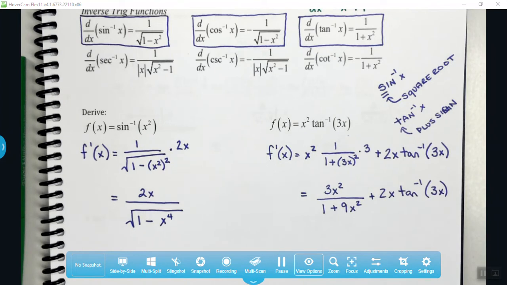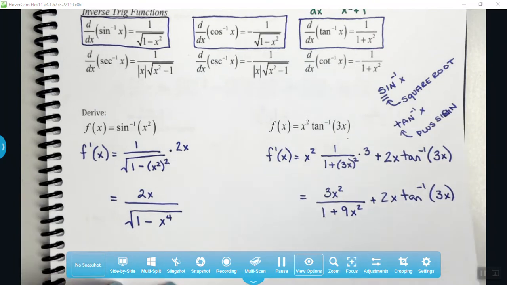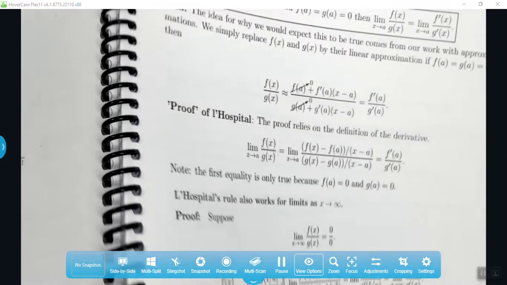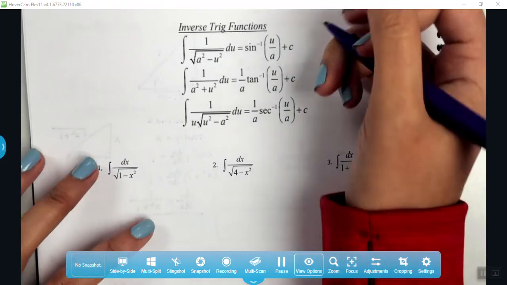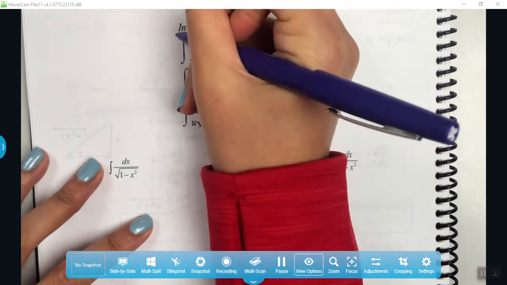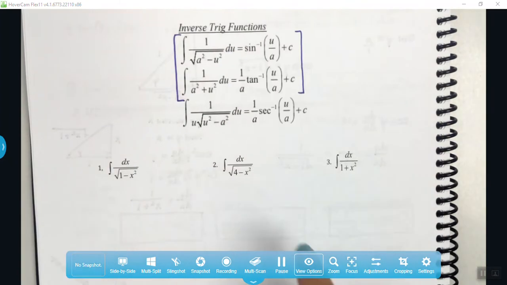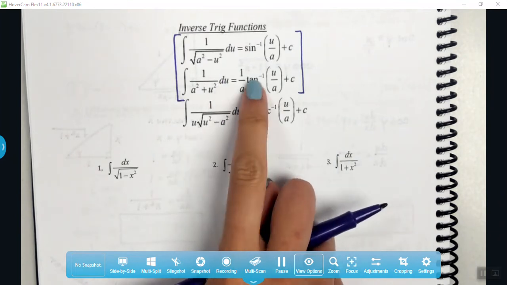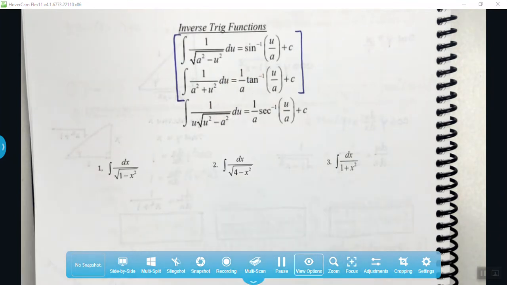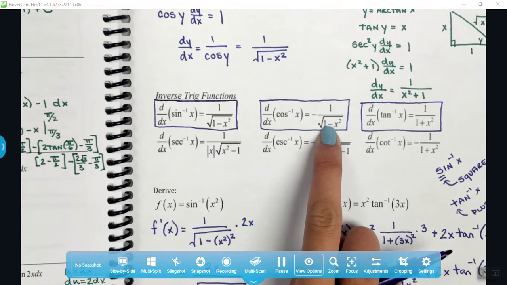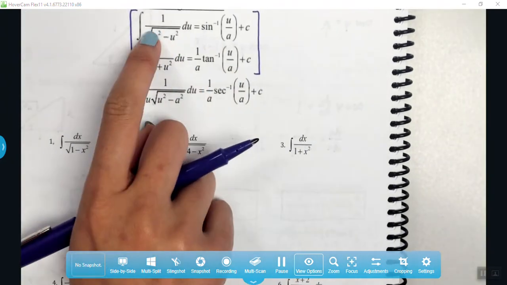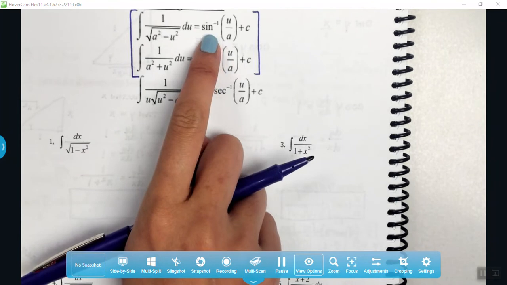Got it? Alright, so derivatives of inverse trig, not that hard. Integrals always get more annoying than derivatives. So you just need inverse sine and inverse tangent. The reason why they don't do inverse cosine for this one is because the cosine formula is this, right? Yes. So if I just pulled out a negative from the integral, I could make this into an inverse cosine.